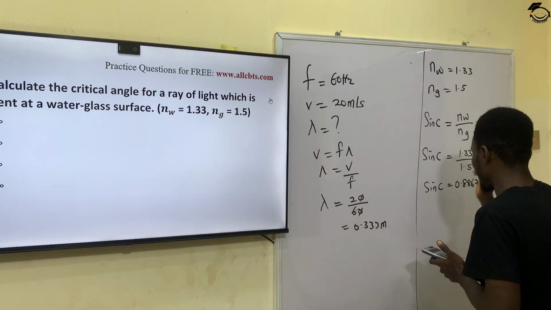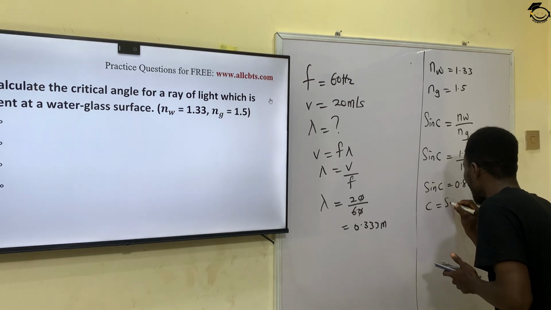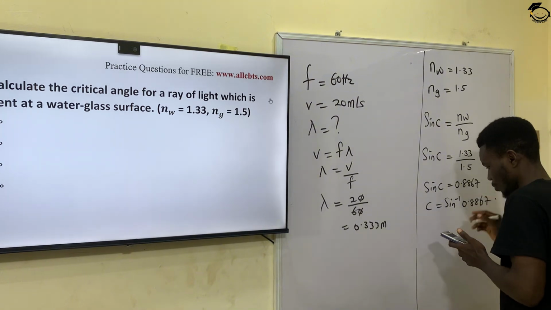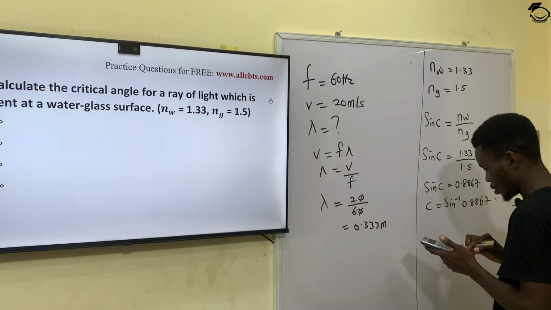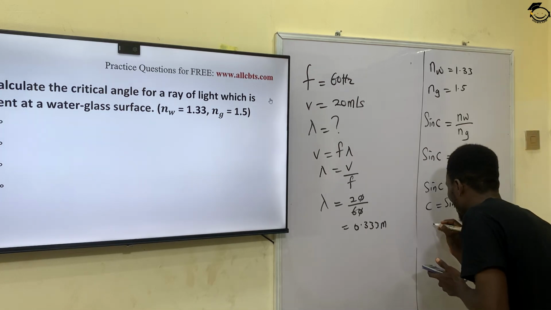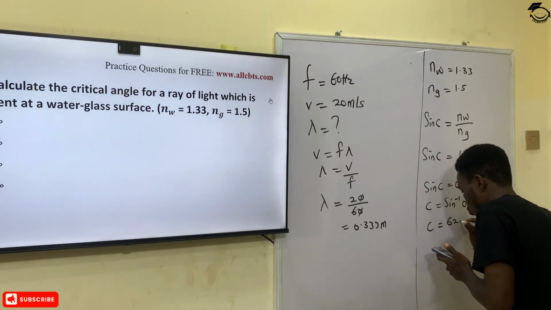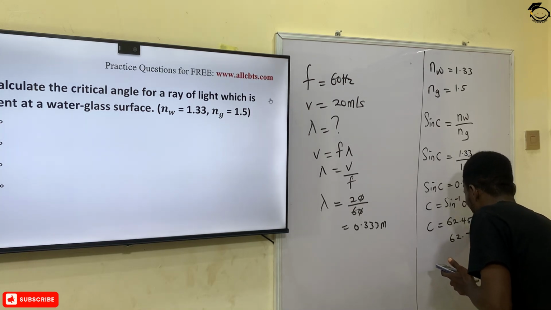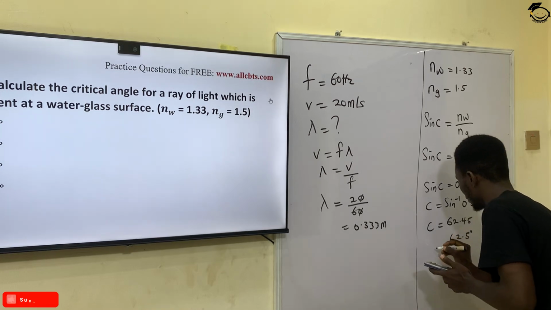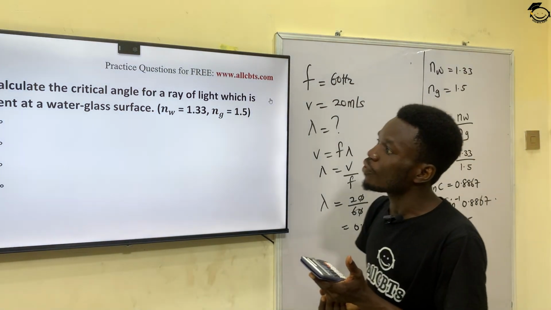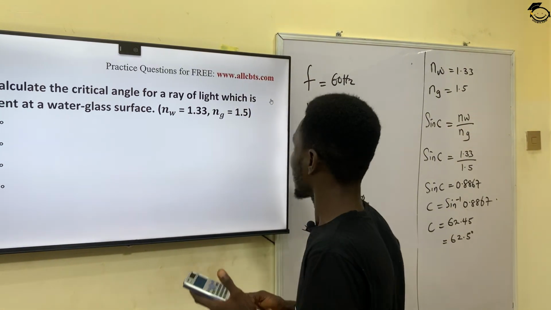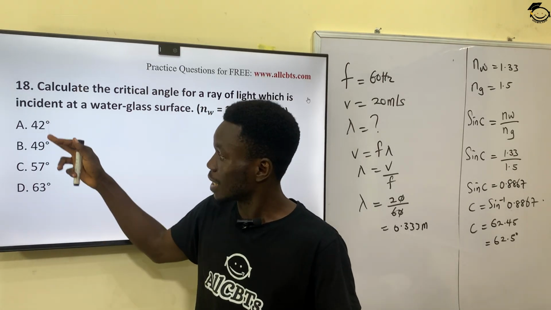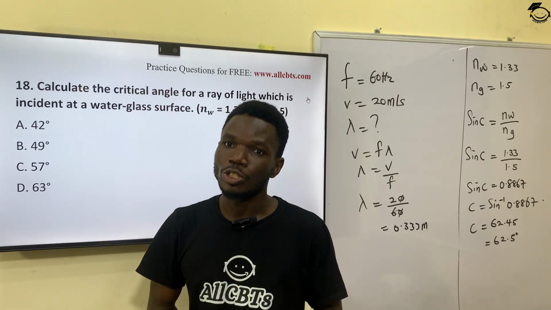So my sine of my critical angle will be equal to 0.8867. It means that my critical angle is sine inverse or arc sine of 0.8867. And that means that my critical angle is 62.45, which is approximately 62.5 degrees. So we're looking for 62.5, which is approximately 63, since they have approximated to a whole number. So the correct answer to this question is 63 degrees, which is option D.